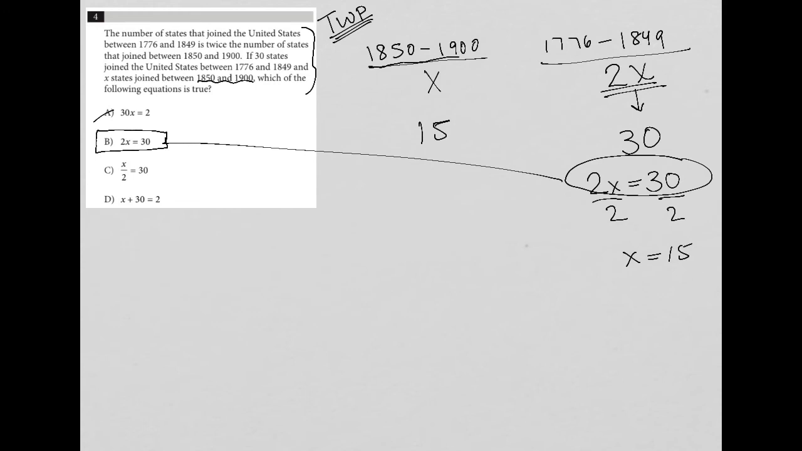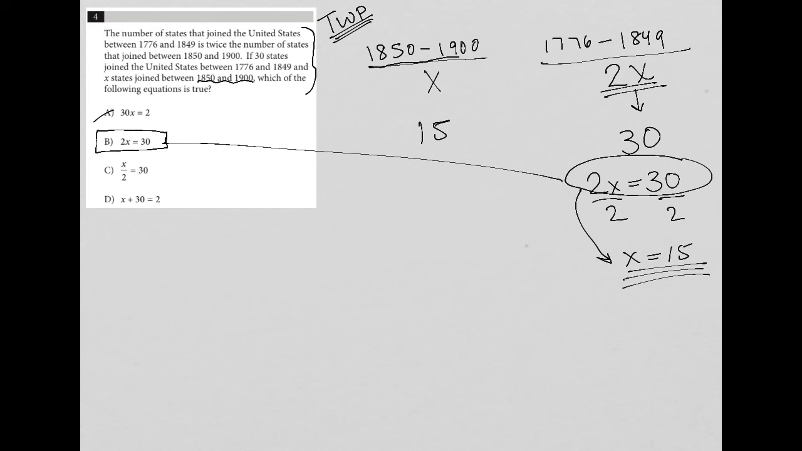So this is a very odd question because obviously this is not simplified. So if there was an x equals 15 as an option, I'd choose that over 2x equals 30. However, I've never really seen a question have answers like that where one is not simplified and another is simplified. So in this case, the 2x equals 30 is how we got to our 15, so that's the right answer.